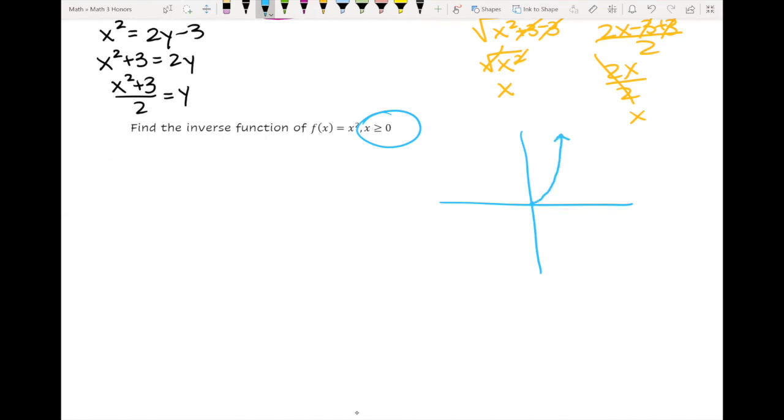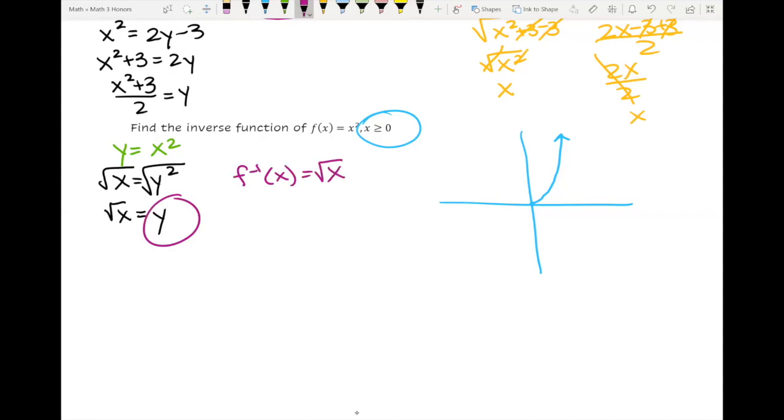Now, step 1 to check the horizontal line test. Yeah, it looks like it never hits more than 1 point. So now on to the next step, we are going to replace the f of x with a y. So now it says y equals x squared, and the step after that is to swap the x and y and solve for y. So I will do a square root on both sides. Square root of x equals y. And then instead of y, I'll write f inverse of x equals the square root of x. So there's our inverse function.